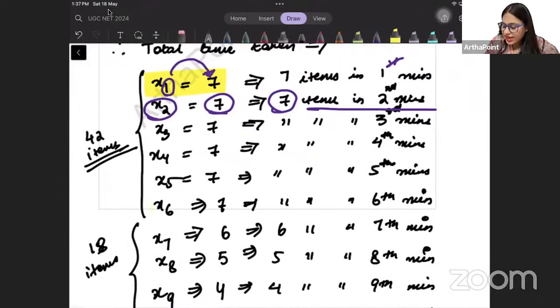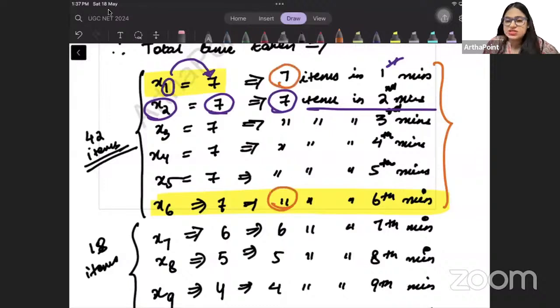This is happening till x6. So that means that in 6 minutes, I have counted 7 into 6, that means 42 items. In 6 minutes, I have counted 42 items.